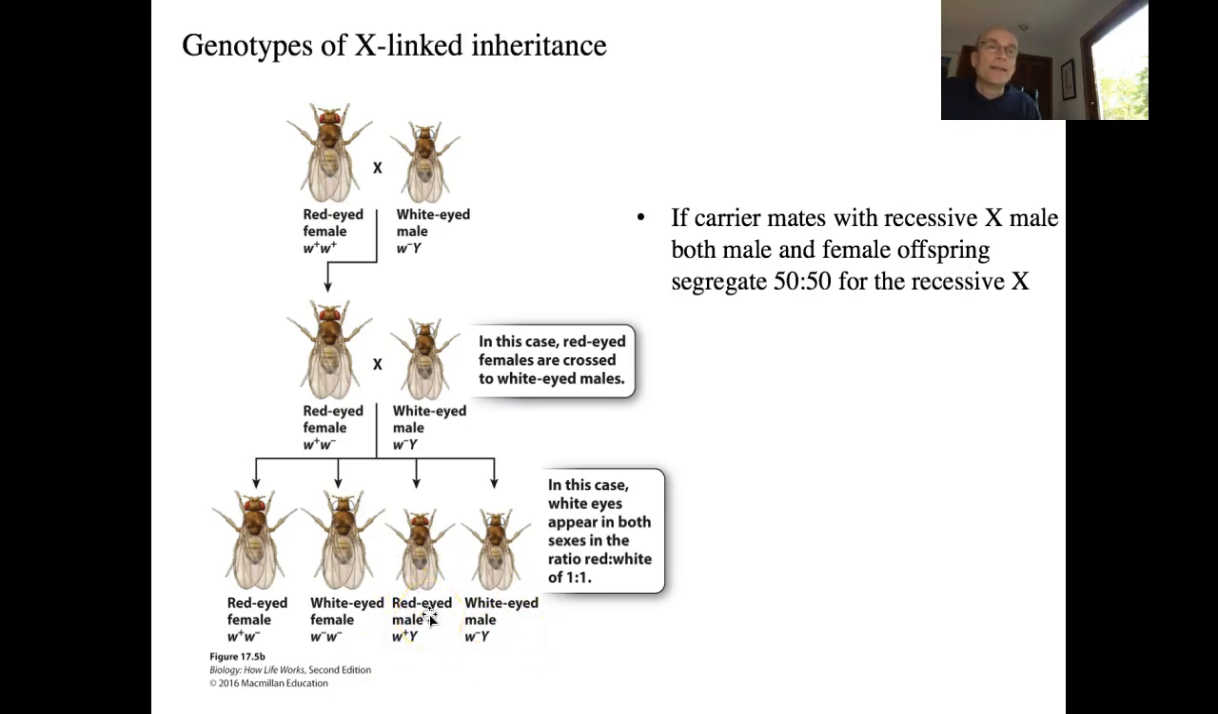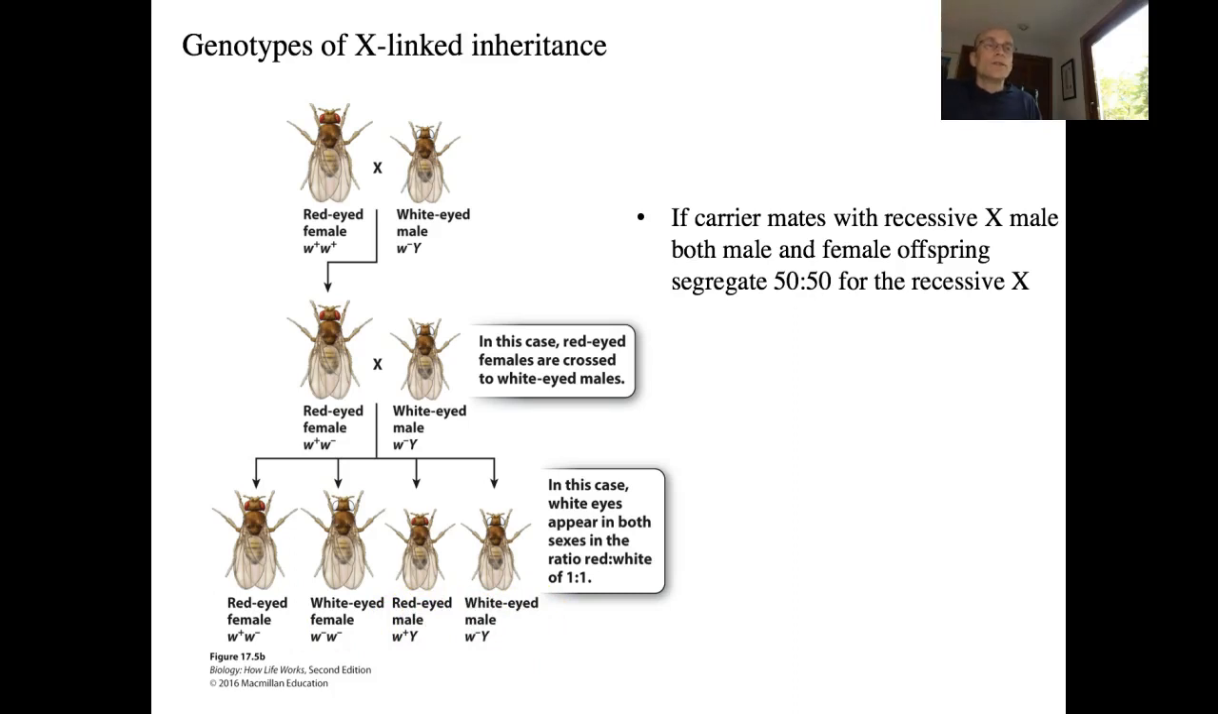But in this case, the females also have the possibility of showing the mutation. And that is because the X chromosome with the mutation that comes from the father, together with the chromosome from the carrier mother, can also produce the homozygous recessive phenotype. And so therefore, in this case, white eyes appear in both sexes at a ratio of 1:1, or 50-50 between these and 50-50 between those.